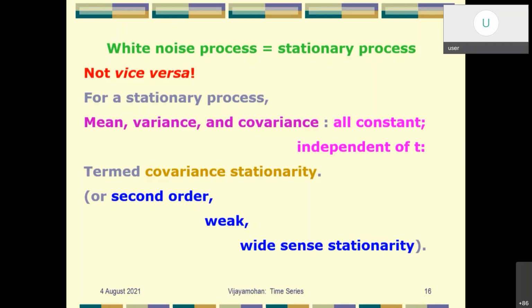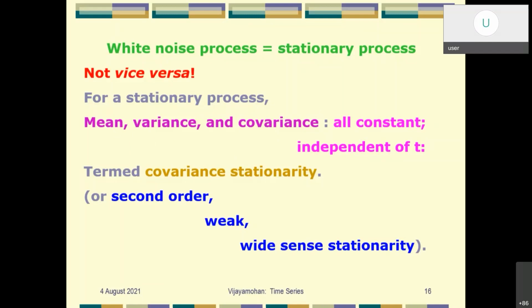So what is the difference between white noise and a stationary process? For a stationary process, mean, variance, and covariance all are independent of time. They are all constant. What about the white noise process? Do you remember? For the white noise process, mean is zero. So it need not be constant. Then variance is constant. Then what else? What about the covariance? Is it a constant for the white noise process?